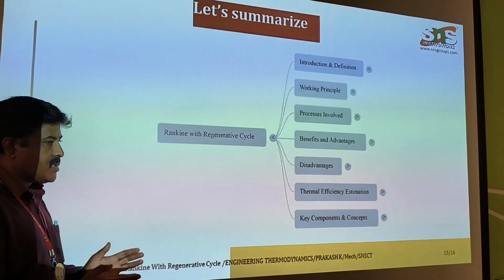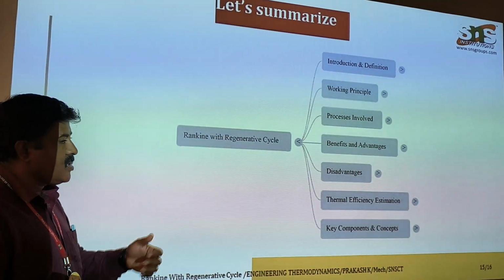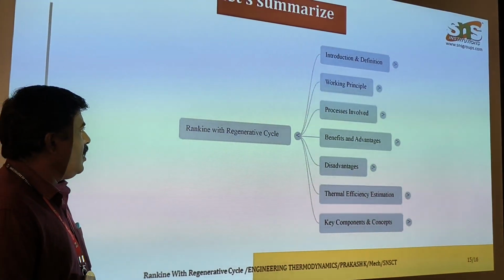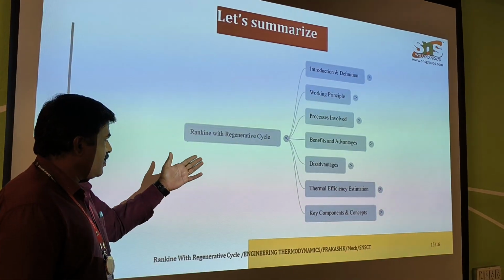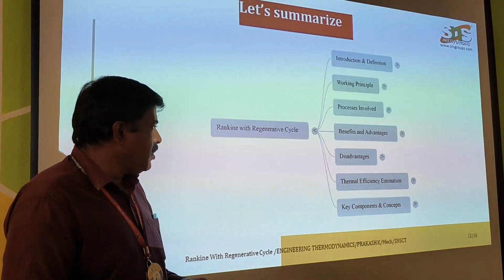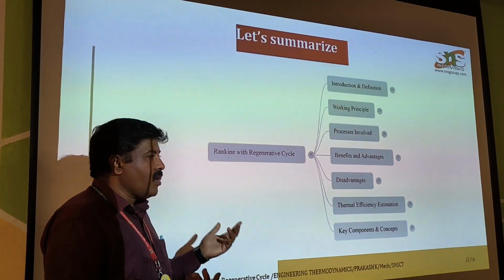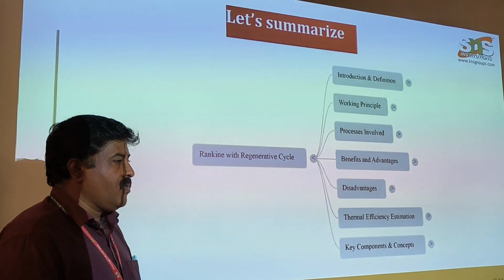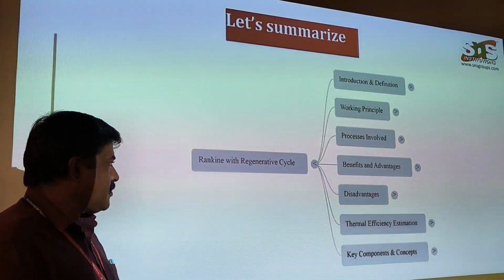Now let us summarize. In the Rankine cycle, we have discussed the introduction of the Rankine cycle, and we have discussed the Rankine regenerative cycle, the working principle, and then the processes involved, benefits, advantages, disadvantages, and how we are going to calculate the thermal efficiency and work done with the help of enthalpy, and then all the components and the concepts.